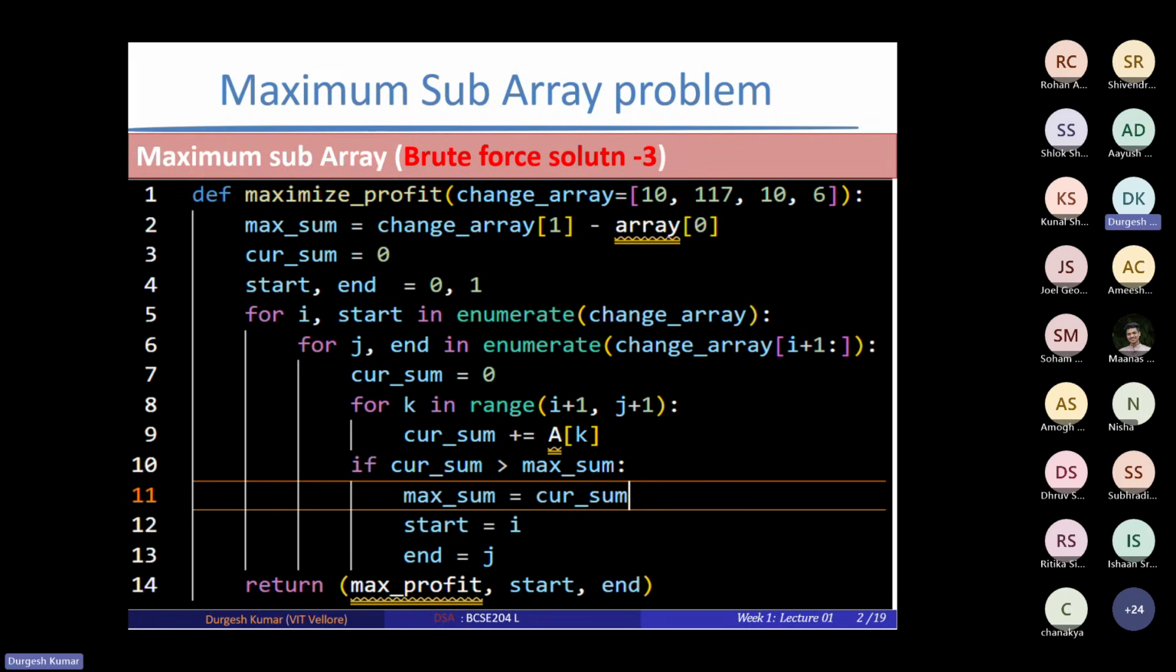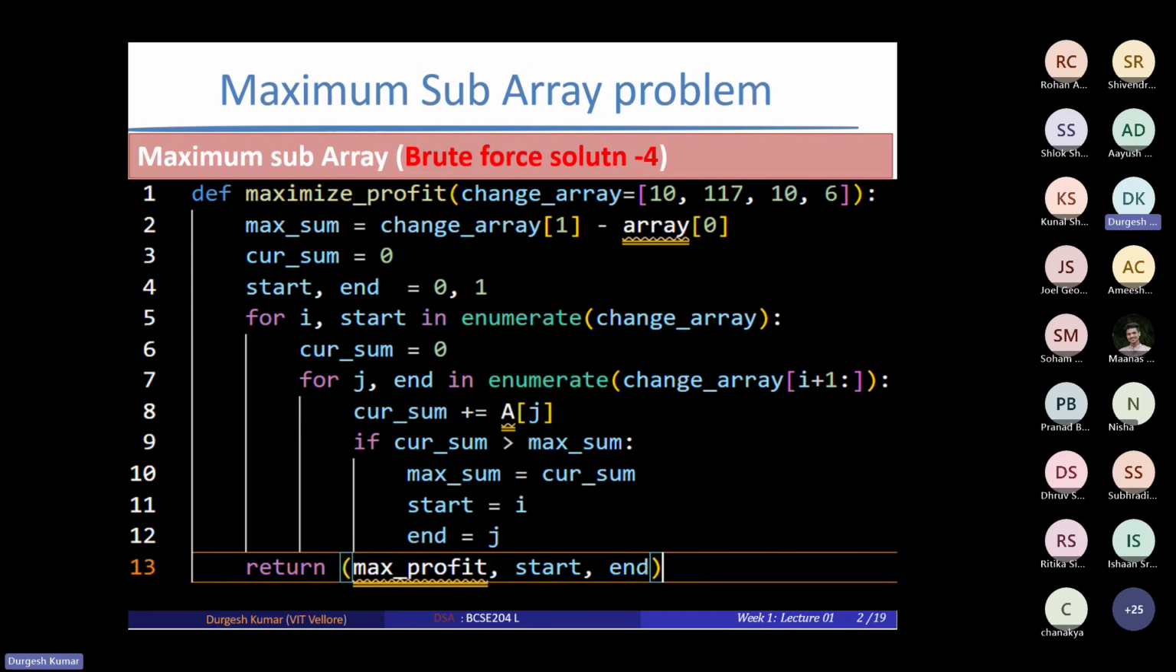Can we do better? Instead of three loops, can we reduce the third loop to the second loop and calculate the sum in itself only?